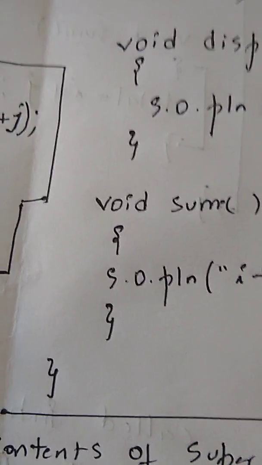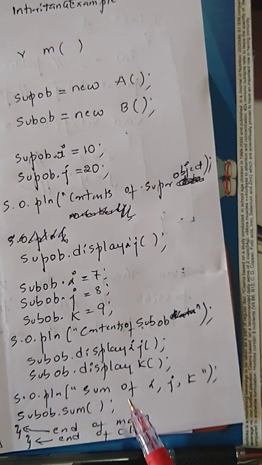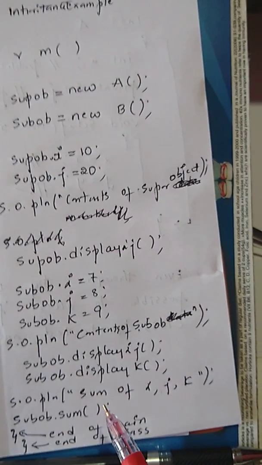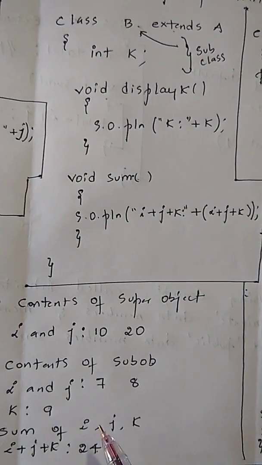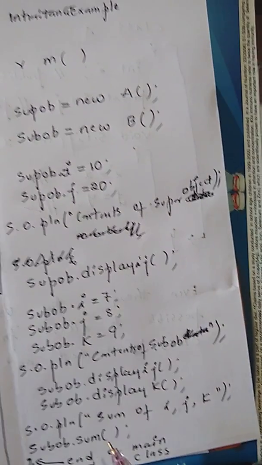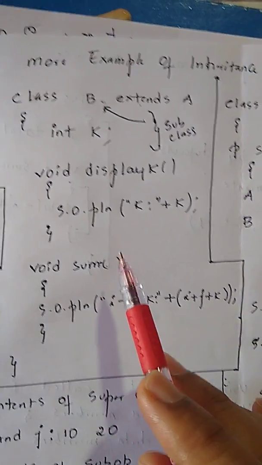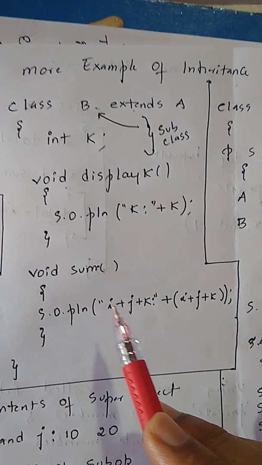Okay, so finally I'm using System.out.println of sum of ijk. So that will be displayed as it is, sum of ijk. Next, the last line is sub object.sum. So it is going to execute this particular sum, and this will be printed as it is.